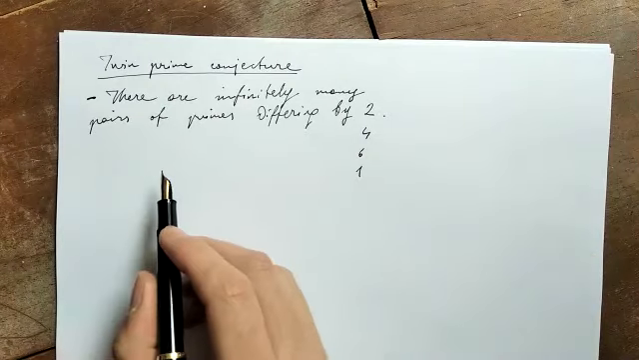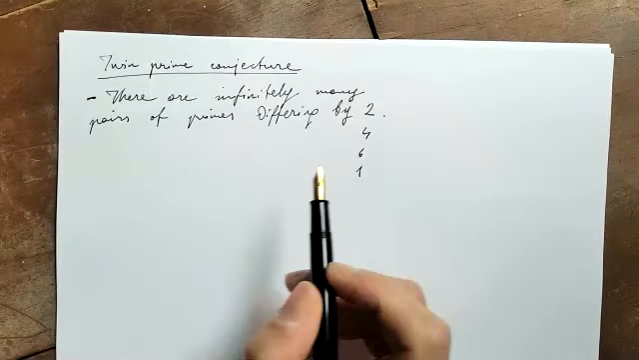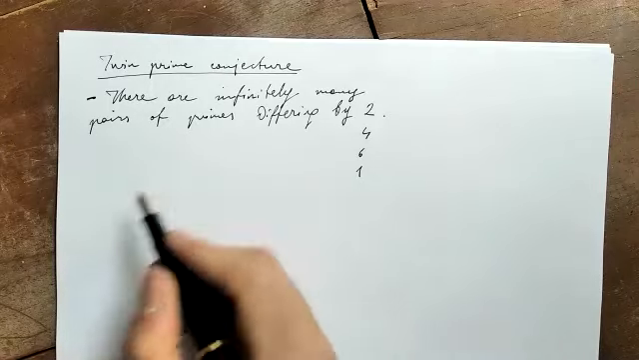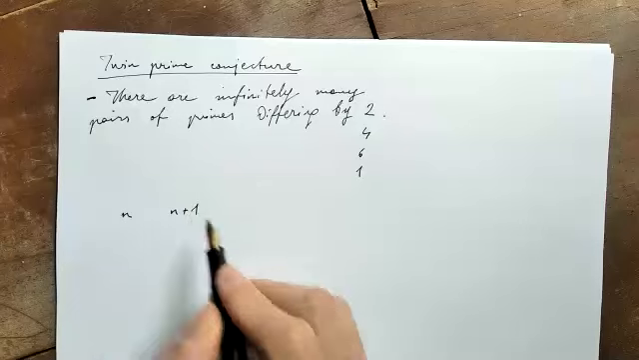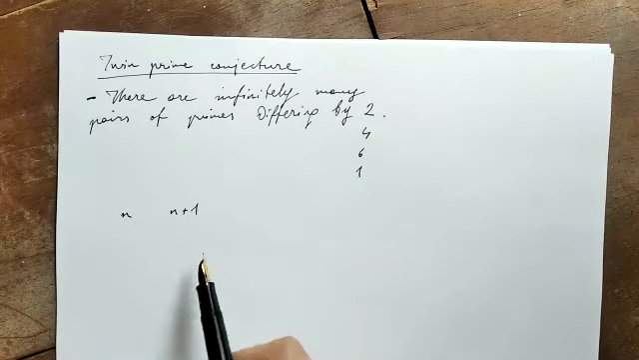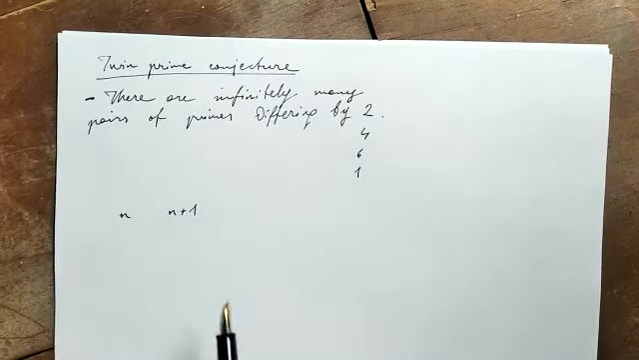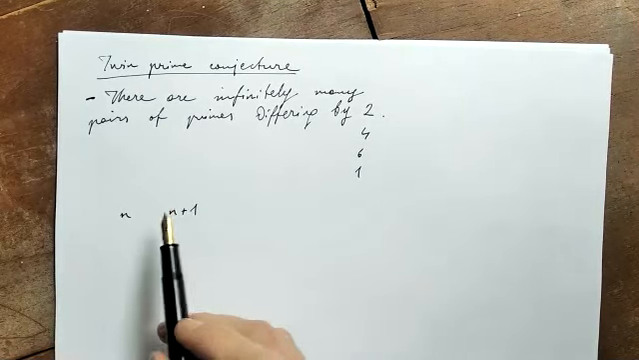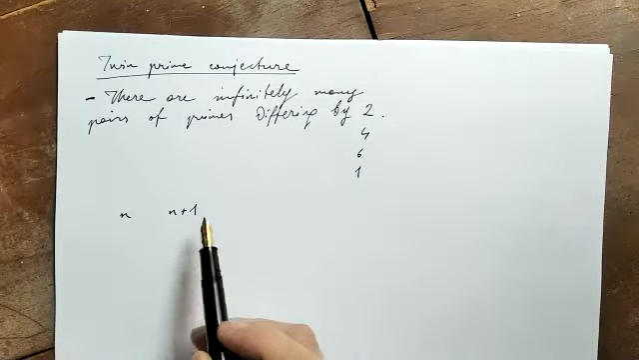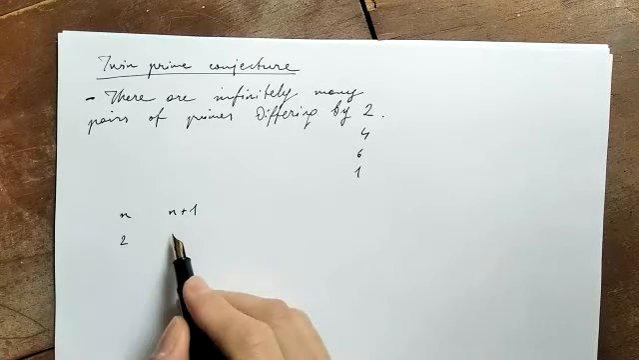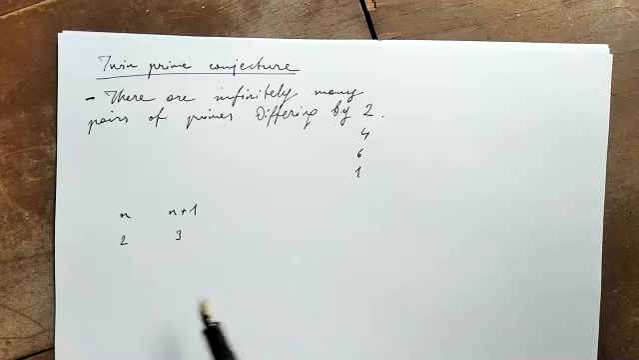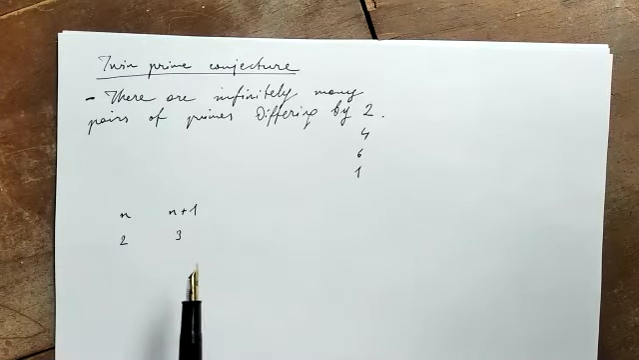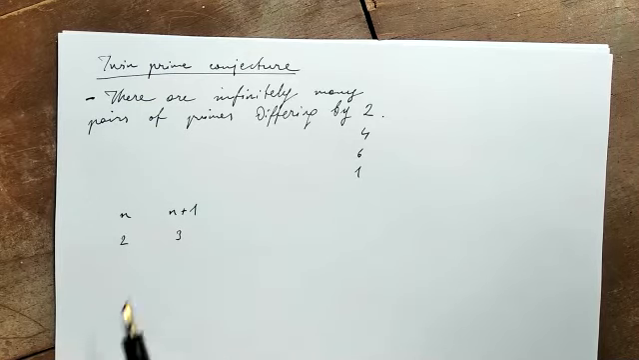Why? There are not infinitely many pairs of primes differing by 1, because for every n, either n or n plus 1 is divisible by 2. So the only n for which n and n plus 1 can be simultaneously prime is when n is 2 itself and the other is 3, and you can't have any other ones because one of them will be an even number, which is not 2, so it will not be a prime.